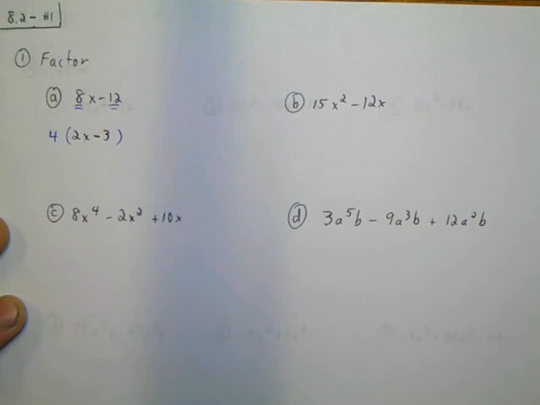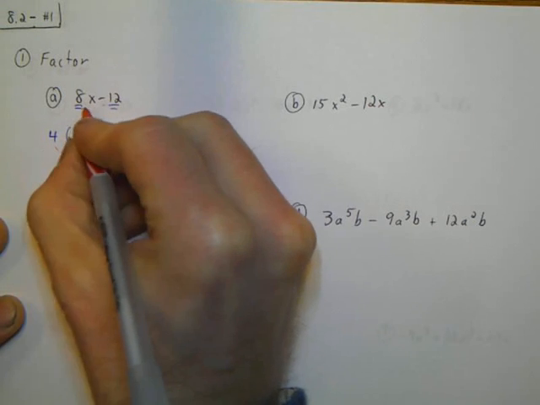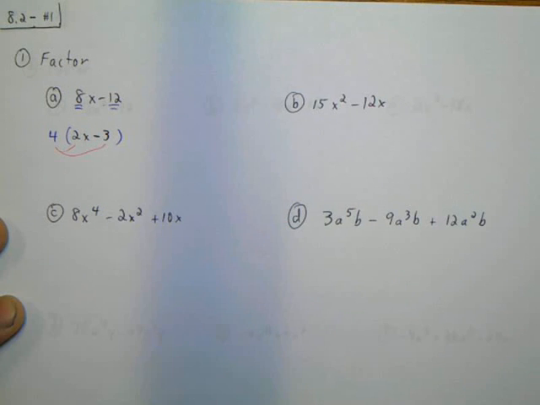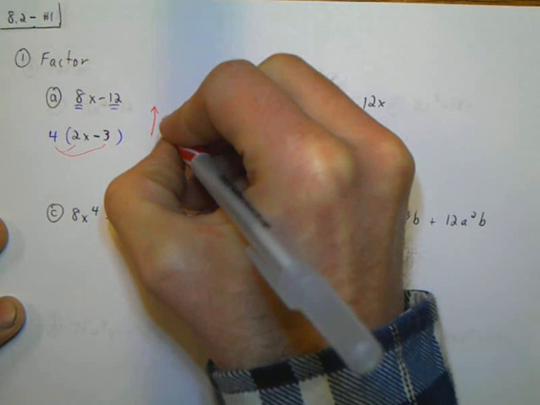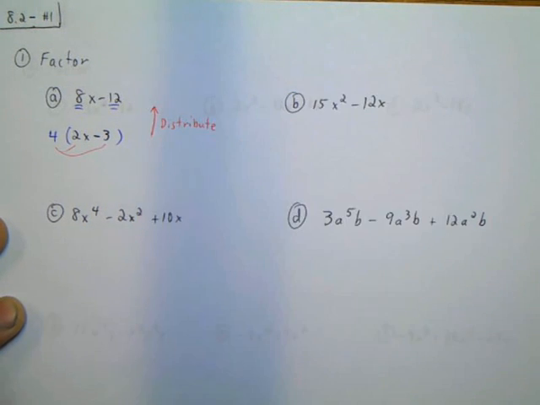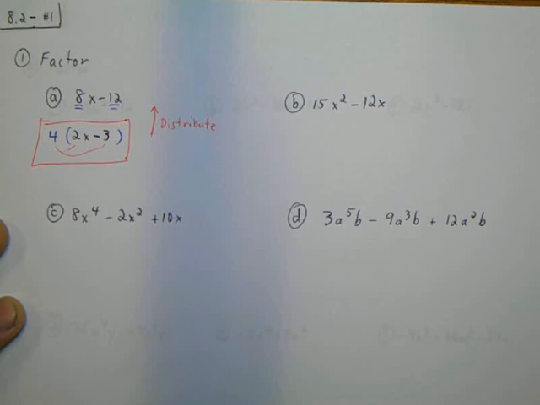So now let's think about this. If I were to go 4 times 2x, I would get 8x, and if I go 4 times negative 3, I would get minus 12. So going the other way, this would be distributing, but going the direction that we went, this is factoring. So this is actually our answer. 4 times 2x minus 3.